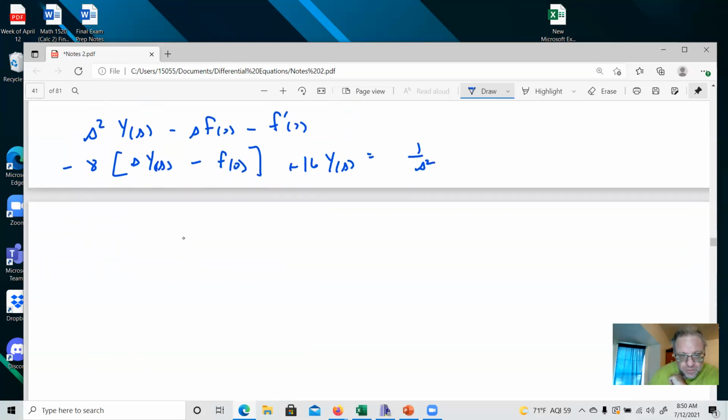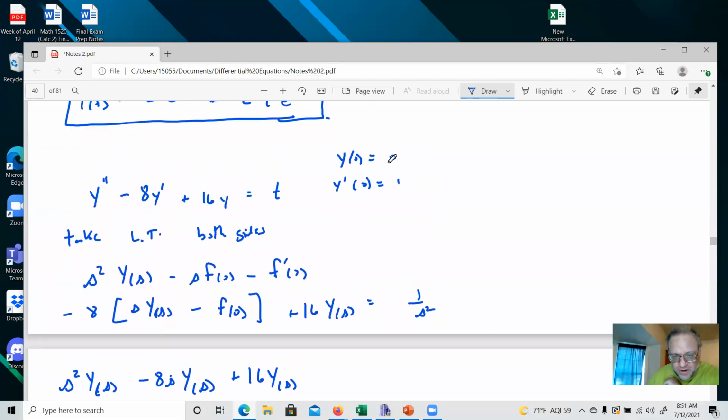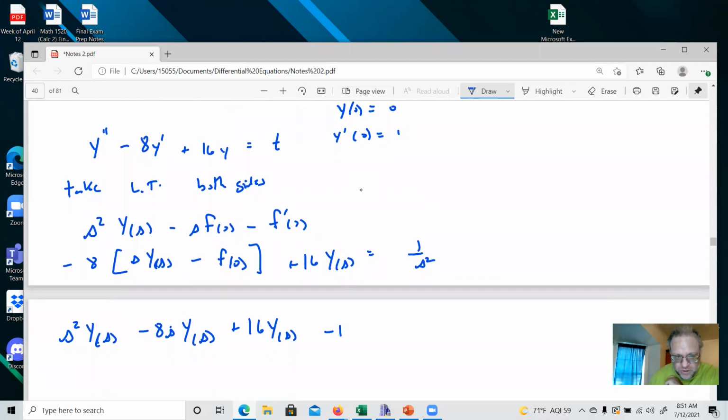Okay, so let's put this together. We're going to have s squared Y(s) minus 8sY(s) plus 16Y(s), and then we have some other stuff. What is f of 0? f of 0 was 0, so that one we don't have to worry about. This part here, this was 1, so this is just going to be minus 1. There's no coefficient out here. There was no f prime here, so this is 0, and we don't have to worry about that one. And this is equal to 1 over s squared.